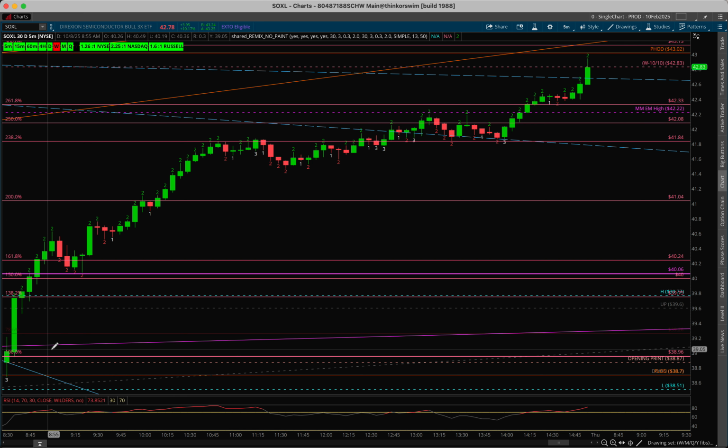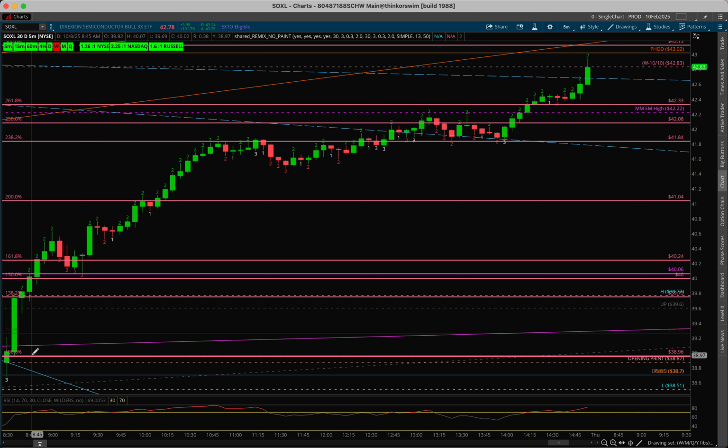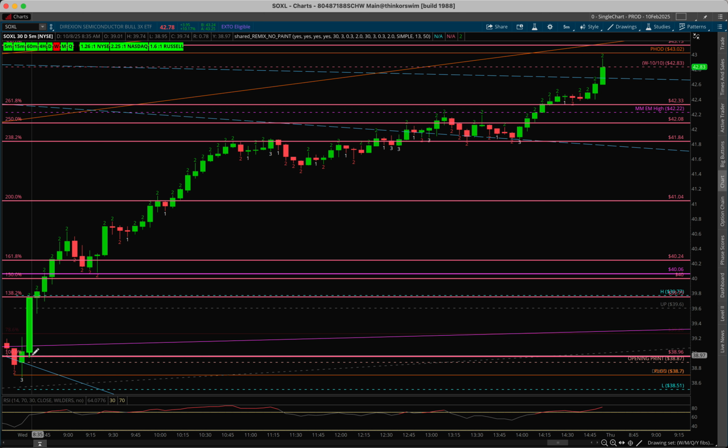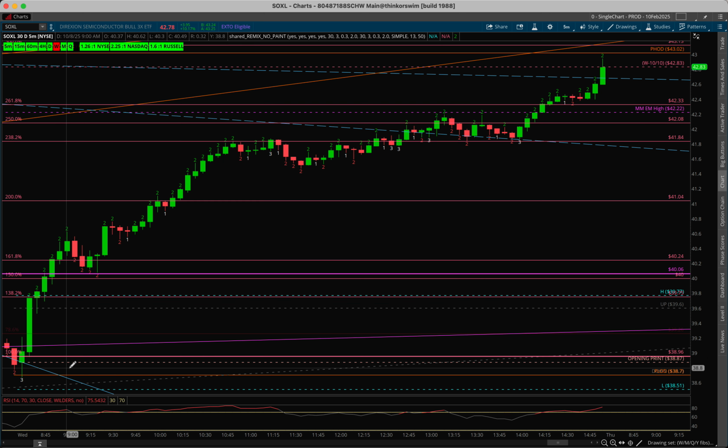So again, if you're familiar with this channel, then this is nothing new to you. But if this is your first time watching, the general rule that we have for scalping intraday, or especially at the beginning of the day, is any higher lows above opening print, we're looking to get into calls. Any lower highs below opening print, we're looking to get into puts.